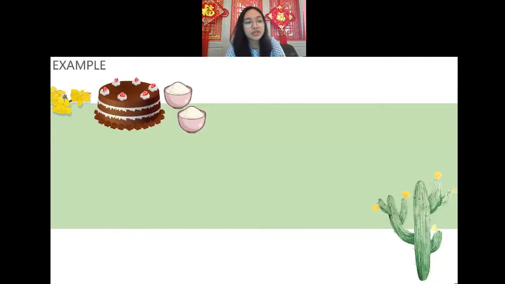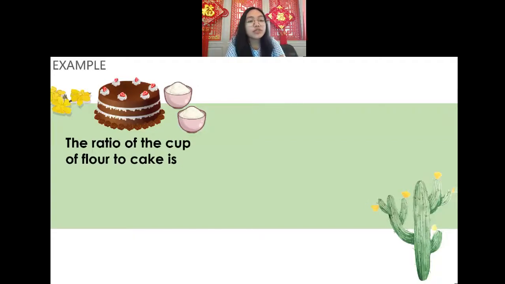So what is the ratio for that? The ratio of the cup of flour to cake is, as you can see, the first mentioned there is cup of flour, okay? And cake. So the first one that we're going to count is the cup of flour. That is 2:1. So there are 2 cups of flour and 1 cake. So that is how you're going to write. You have the colon form and the fraction form. You can see it on the screen.